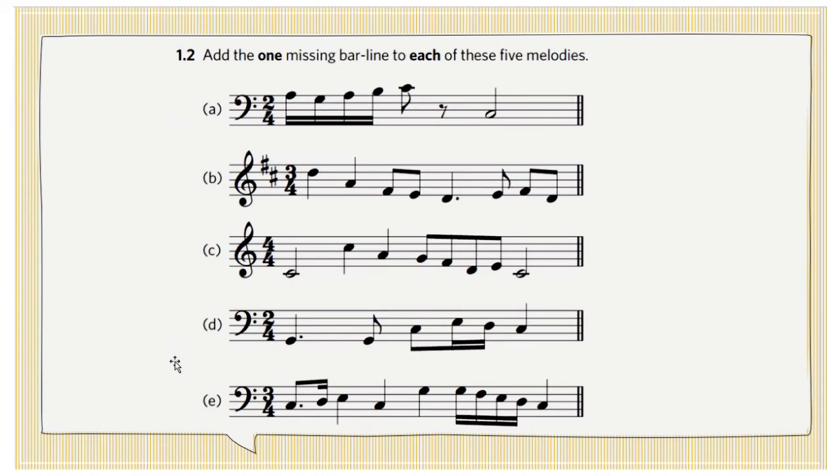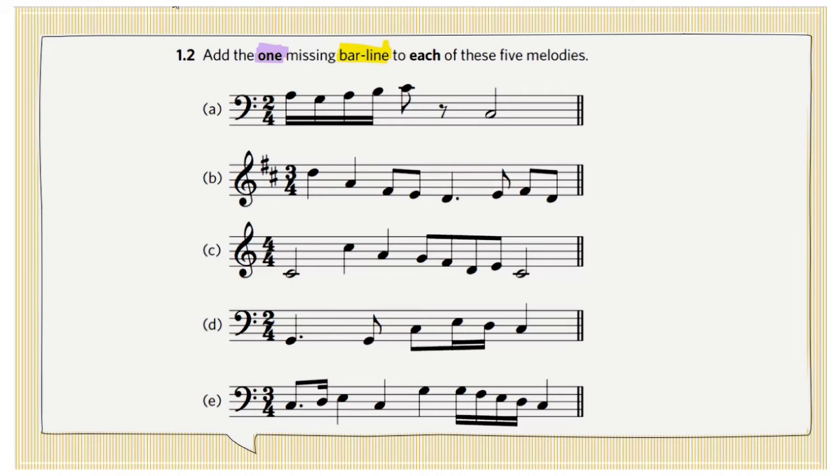Okay, let's move on. Question 1.2 reads, add the one missing bar line to each of these 5 melodies. One missing bar line is very important because you just have to draw one line. For one question, it's only one line. And what kind of lines do you have to draw? You have to draw bar lines. Bar lines are short little lines that you draw so that you can separate the notes into the correct number of beats per bar.